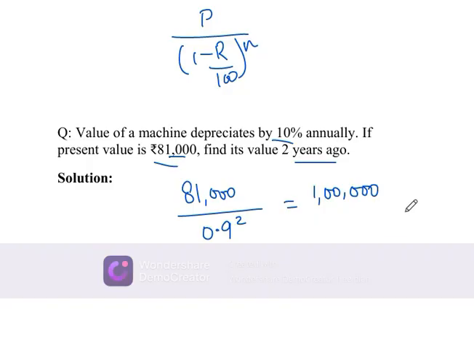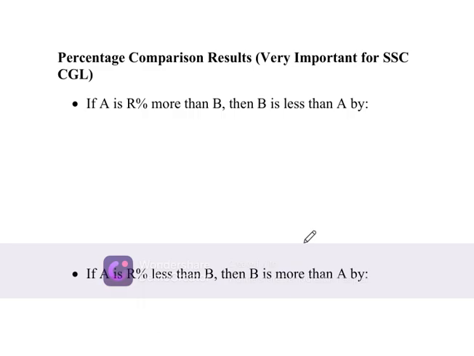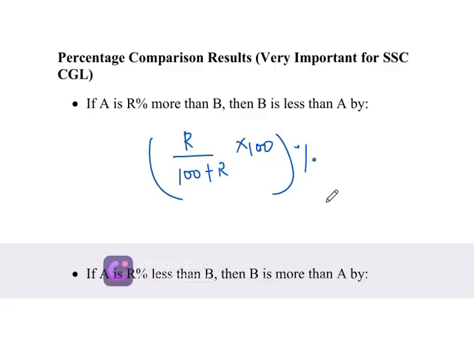Now let's come to the next topic. Percentage comparison results. This is a very important concept. If A is R% more than B, then B is less than A by how much? So simply by the formula: R, which is the percentage increase, upon 100 plus R, into 100. So this is the same as the previous concept we studied. Same concept. Now if there is a decrease, you can tell the formula on your own.